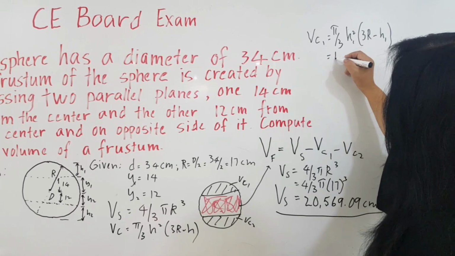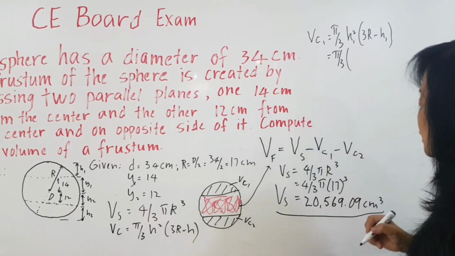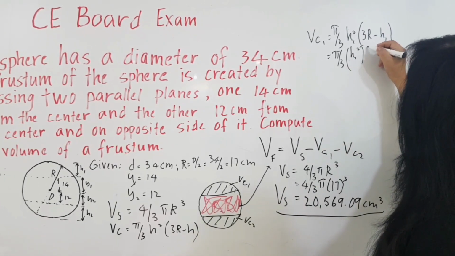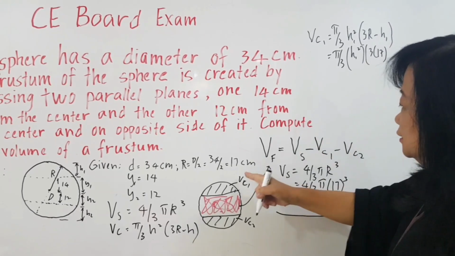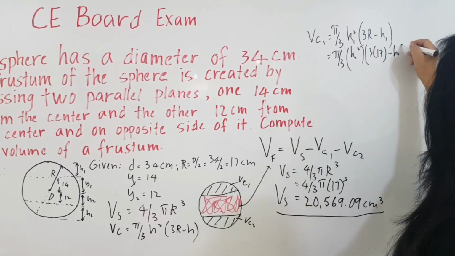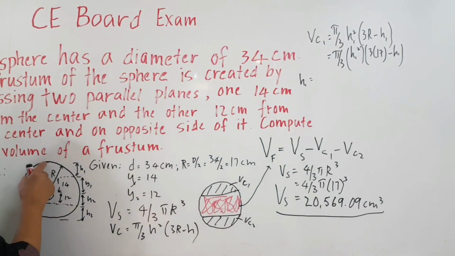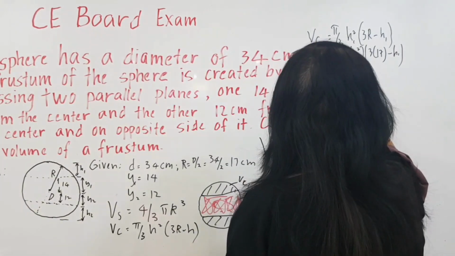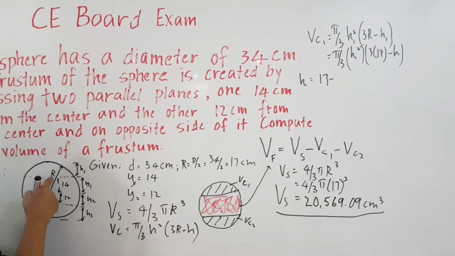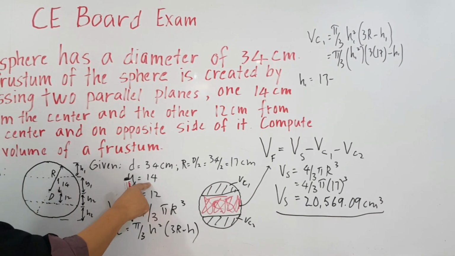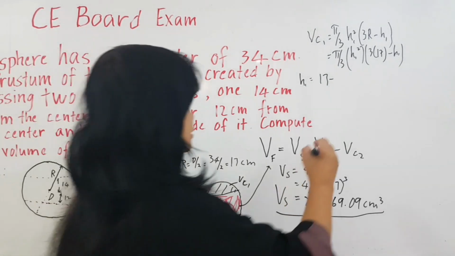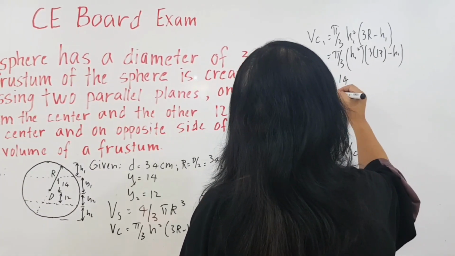So substituting the values, pi over 3 times the height 1 squared times 3 times the radius, which is equal to 17, minus the height 1. Here we can solve the height 1 because the radius going around is the same. The radius is 17 because it's half of the 34. So from here to here is 17. So 17 minus h1, this is from here to the plane, which is given as 14. Therefore, h1 is equal to 3 centimeter.